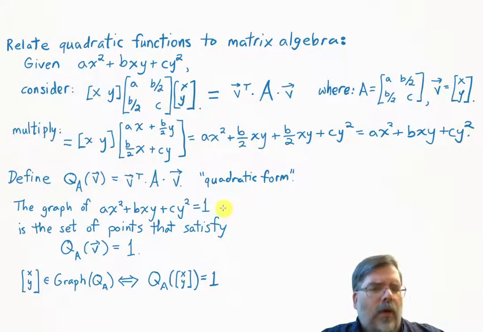Now the graph that we're interested in, ax squared plus bxy plus cy squared equals 1, that is the set of points which satisfies this equation, which satisfies this quadratic form. q sub A of v is equal to 1. Or in other words, a point xy is on the graph of this function exactly when q sub A of xy is equal to 1. And keep this in mind.